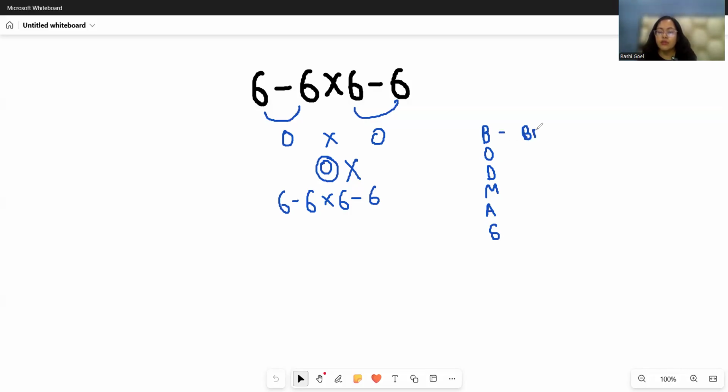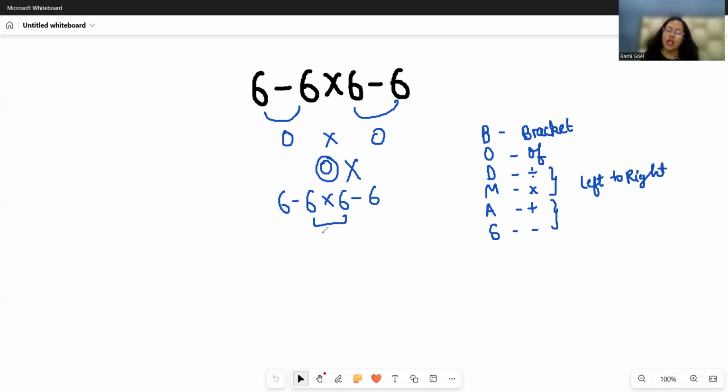As per this rule, first we have to solve the bracket, then of, then division, then multiplication, addition and the subtraction. Division and multiplication, similarly addition and subtraction have same priority, but we have to always solve from left to right. So we have over multiplication and subtraction.